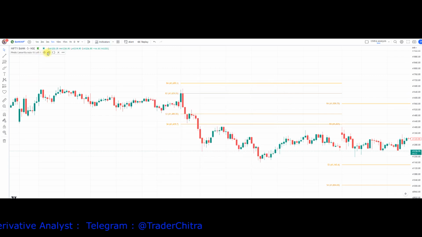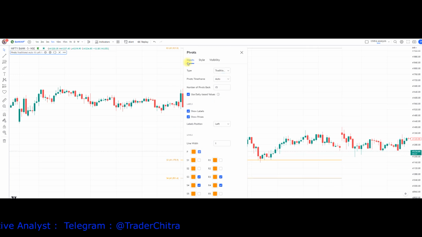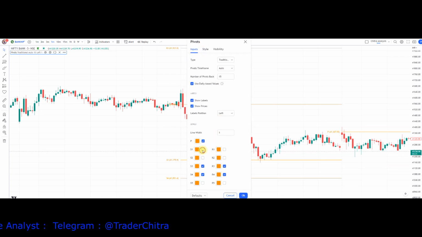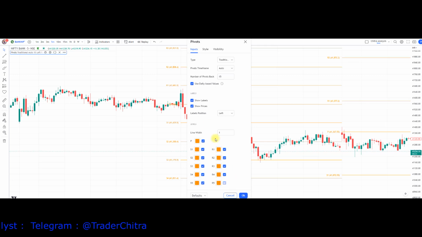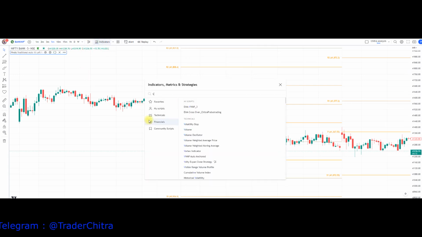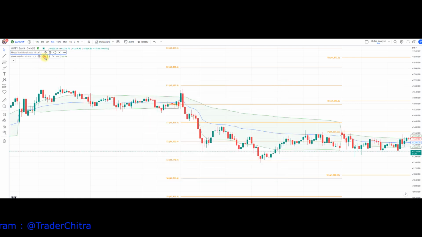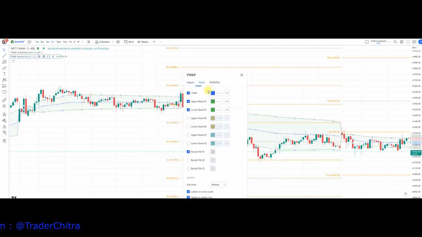Here in the settings, we have to change the type to traditional and we have to check the P, S1, S2, R1, R2. Now click on OK. We have to check all the support and resistance and pivot point too. Click on OK. The second indicator is VWAP, volume weighted average price. Go to the settings here and in the style, we need to check only the VWAP.